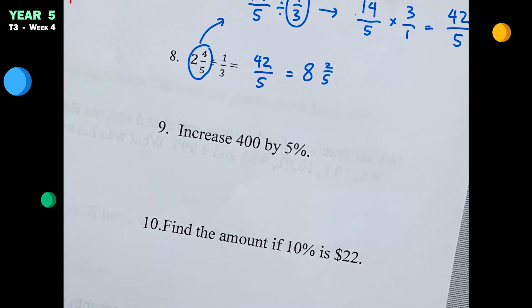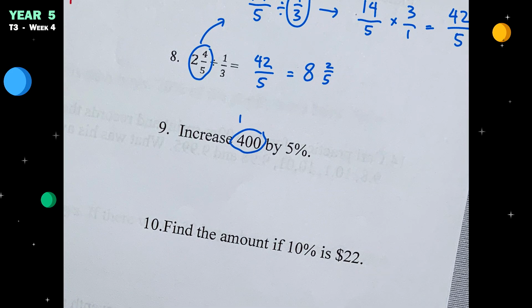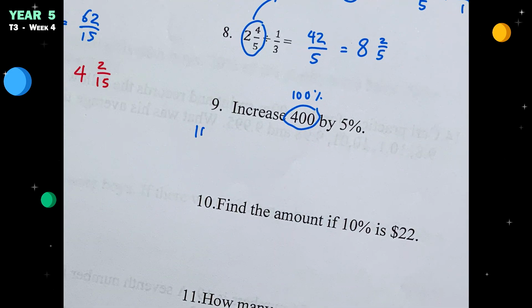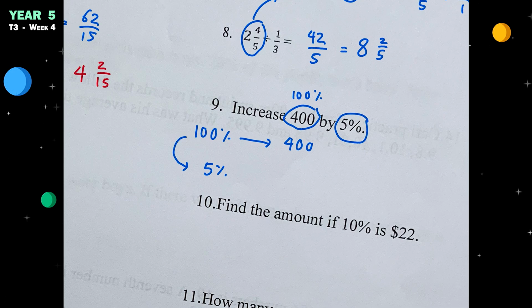Alright, next one, increase 400 by 5%. So 400, this is our 100%. Usually that's the 100%, okay? So we know that 100% is our 400. We want to get to 5%. So to go from 100 to 5, because I want to figure out how much amount this is, not percentage, we divide it by 20. Yeah, 20. So you divide this by 20 as well.